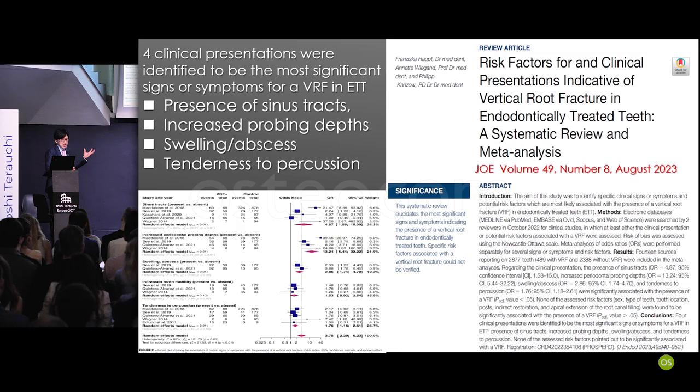And there are 4 clinical presentations: presence of sinus tract, increased probing depth, swelling or abscess, and tenderness to percussion when you see a vertical root fracture. So if you see them all, you have a higher chance of having a vertical root fracture. So you have to be careful. This is, of course, a systematic review and meta-analysis, the highest level of evidence.